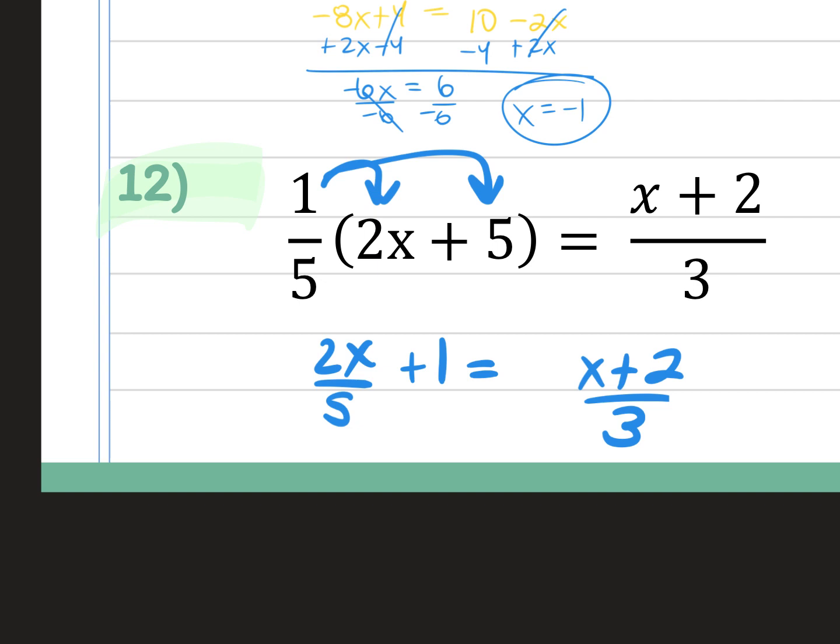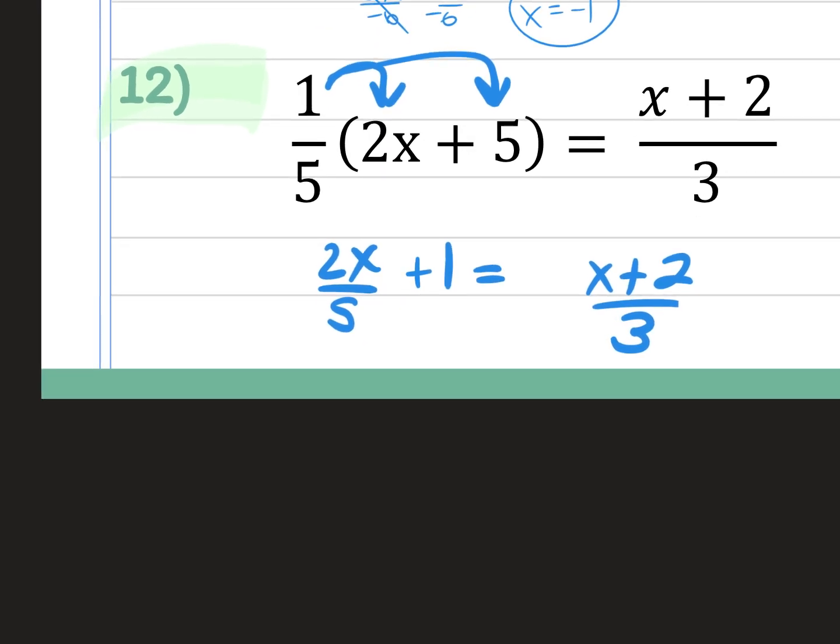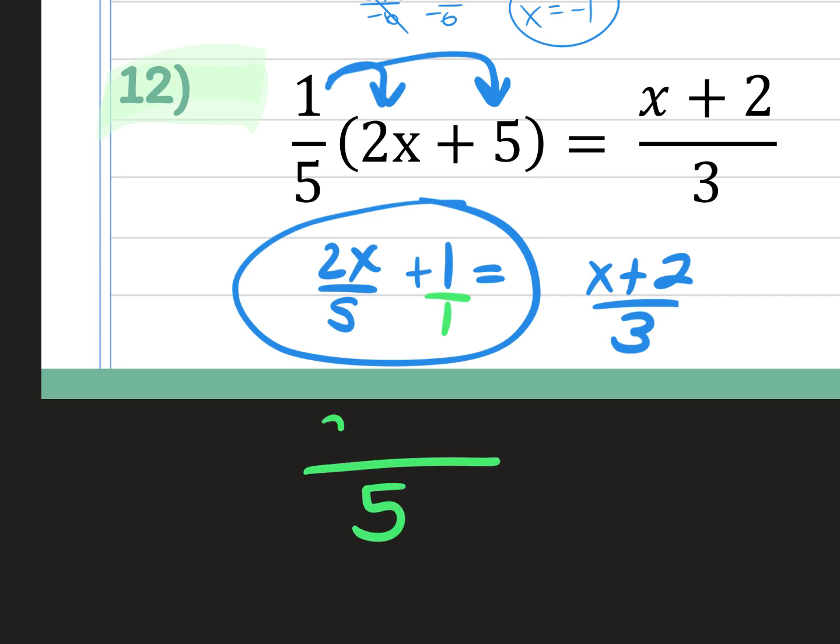You guys agree? Okay. So now, what can we do here? Well, if we're going to add fractions, what do we have to have? A common denominator. I'm looking at this a little differently than some of you are, which is totally fine. I'm going to show you different ways. If I'm just going to work on this side of my equal sign, what's a common denominator between 5 and 1? 5. So if I change this to fifths, do you guys agree that this gives me 2x plus 5 over 5? And then over here I have x plus 2 over 3.